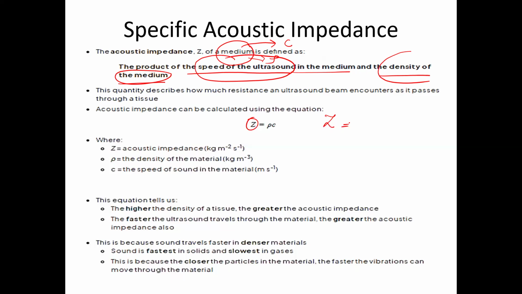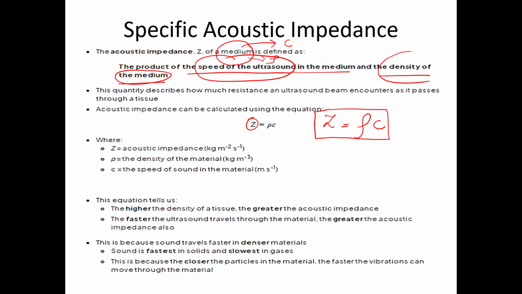Z is equal to density into speed of sound in the medium, right? So what is acoustic impedance? Acoustic impedance is equal to the density of the medium multiplied by the speed of the ultrasound.